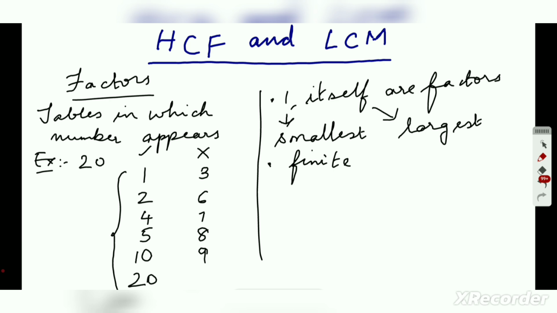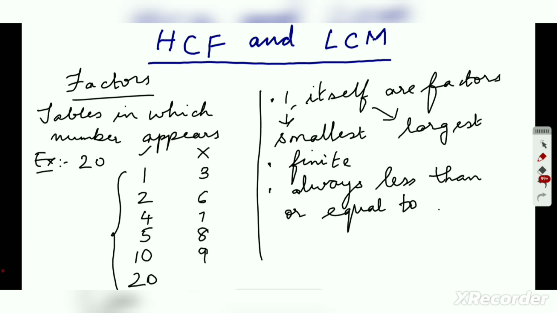The next thing you have to remember is that factors are always less than or equal to the given number. If you take, for example, 20, you don't find any factor which is greater than 20. So factors are always less than or equal to the given number. So these are the things you have to remember about factors.